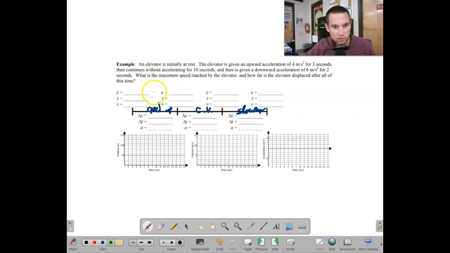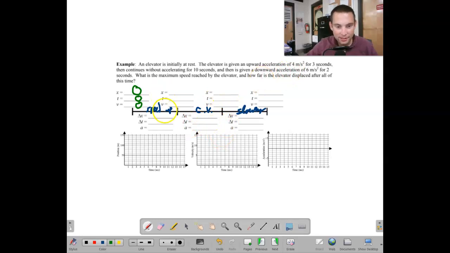The initial position, I think it makes sense to make it 0. The initial time, let's go ahead and drop in zeros all the way down the line there.